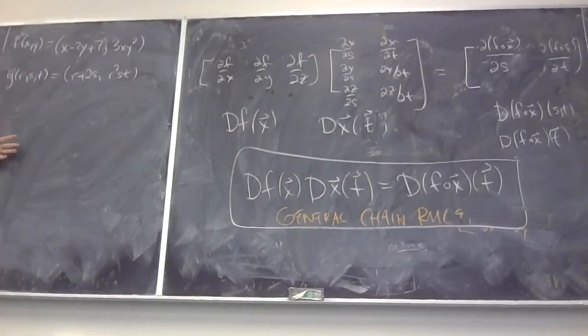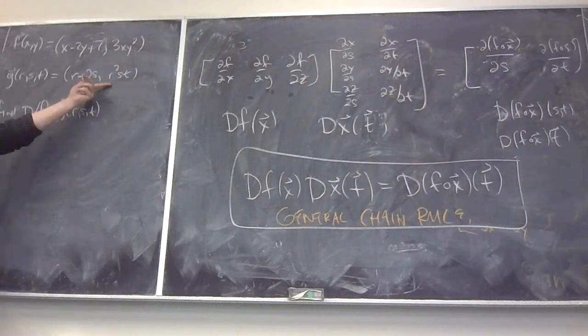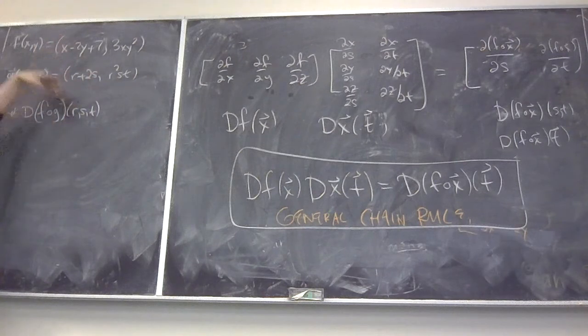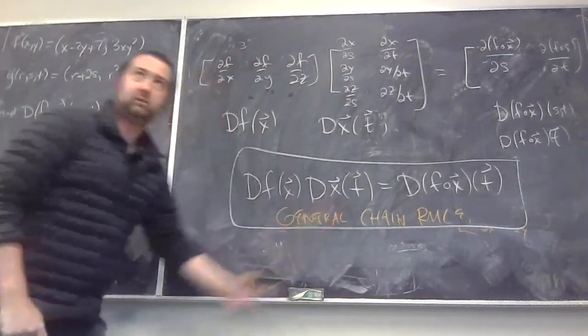These are polynomial functions, and so their domains are everywhere, so there's nothing inconsistent about composing these with each other. The domains are all fine. So I say, find the derivative of f composed with g as a function of r, s, and t. Now, the long-winded way to do this would be to start plugging these things in all over the place. Plug them in for x, plug them in for y, multiply everything out, take partial derivatives. What I want to do is use the chain rule formula. So if I want to compute this derivative where I've composed these, I need to compute the derivative of f and then multiply it by the derivative of g.